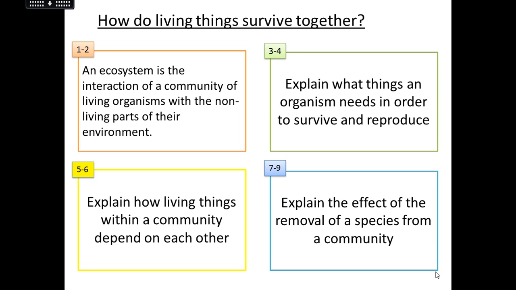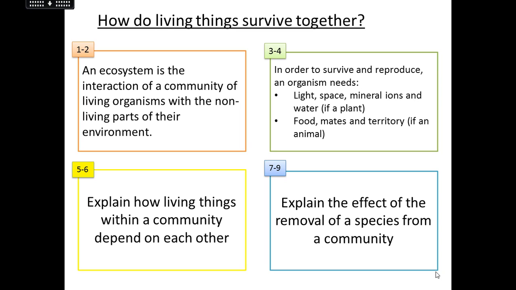For grades 3 to 4, explain what things an organism needs in order to survive and reproduce. So you would need to say things for a plant and things for an animal, so light, space, mineral ions, and water if it's a plant, and food, mates, and territory if it's an animal. You probably want to put water in the animal bit as well, but hopefully that's a bit self-explanatory, but pop it in if you need to.